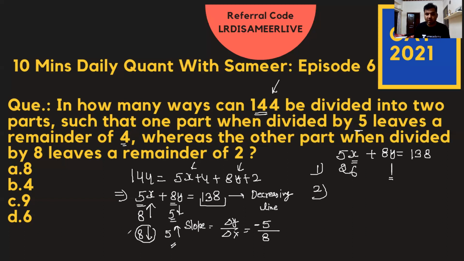So the next solution will be obtained when you decrease the value of x by 8. That means 18. And y will get increased by 5. It will be 6. The next solution will be decreasing x further by 8, that is 10, and increasing y by 5, that is 11. Further decrease x by 8, that is 2, and further increase y by 5, that is 16.